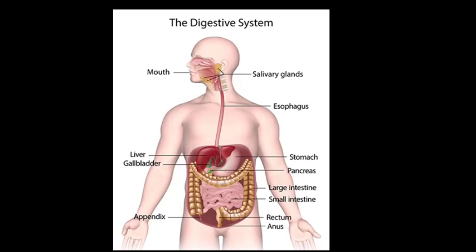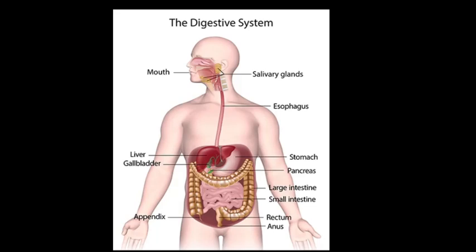So the small intestine is 6 meters long. Most of the digestion and absorption happens in the small intestine only. The juices mix with the food in the small intestine. The absorption of nutrients into the blood takes place from the small intestine only. And then the remaining substances are passed on to the large intestine. Now, the large intestine is smaller than the small intestine. It is around 1.5 meters long. So only water is absorbed in the large intestine.